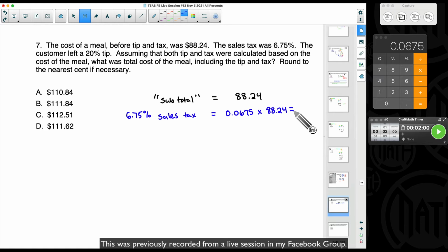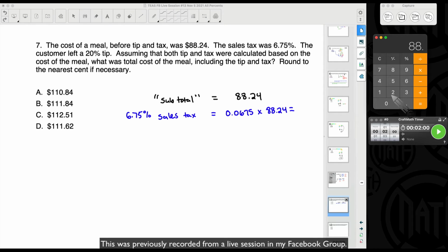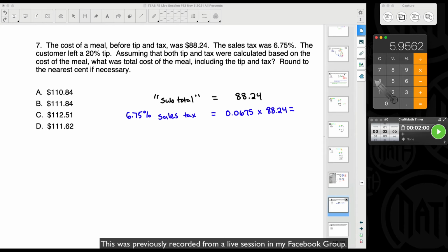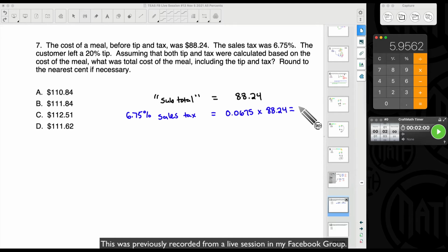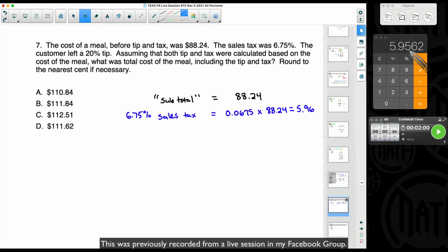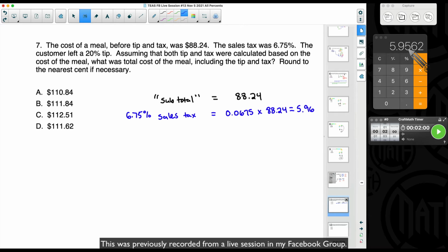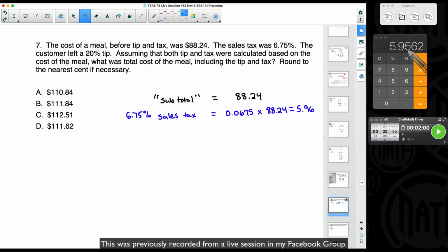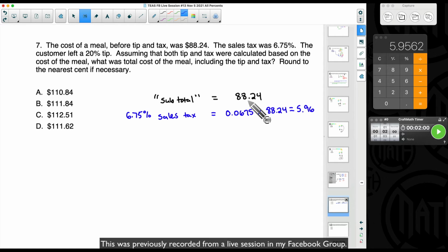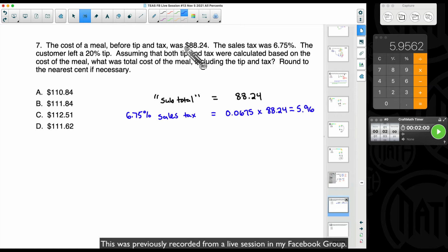While we're here, let's go ahead and do that. So we have 0.0675, multiply that by $88.24. Now here you have to round. When you have these funky decimals like this, you want to round to the nearest cent. So this would be $5.96. That's how sales tax is calculated. If the decimal is long, the nearest penny, the nearest cent is what you round to. So this 6 to the right of this 5 tells that 5 to go up. We got the sales tax of $5.96.